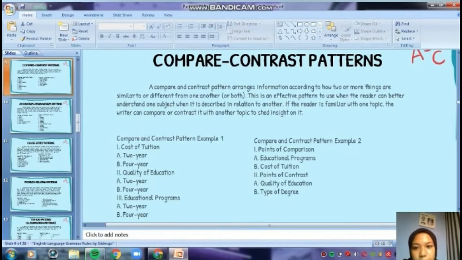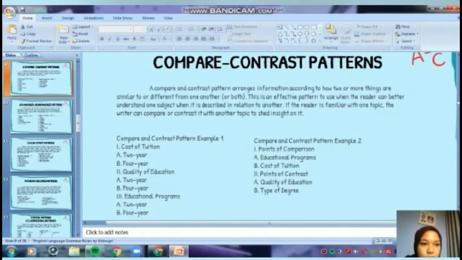Compare-contrast patterns. Compare and contrast patterns arrange information according to how two or more things are similar to or different from one another, or both. This is an effective pattern to use when the reader can better understand one subject when it is described in relation to another. If the reader is familiar with one topic, the writer can compare or contrast it with another topic to shed insight on it.